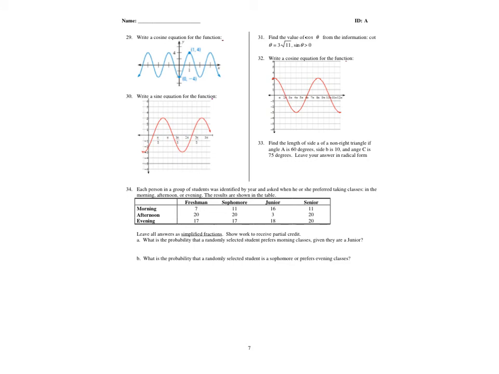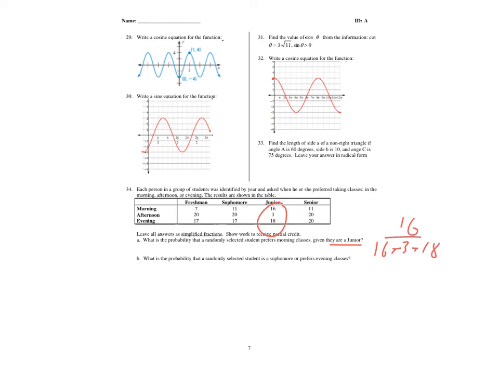All right, next up, probability here. Randomly selected student prefers morning classes given that they are junior. So given that they are junior means we only go out of the juniors. So our bottom is going to be 16 plus 3 plus 18. And then the numerator is going to be the morning classes, so that's the 16.